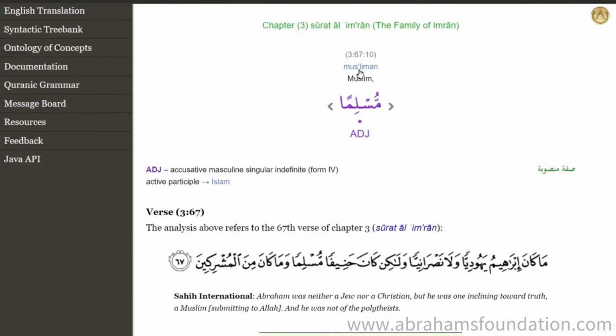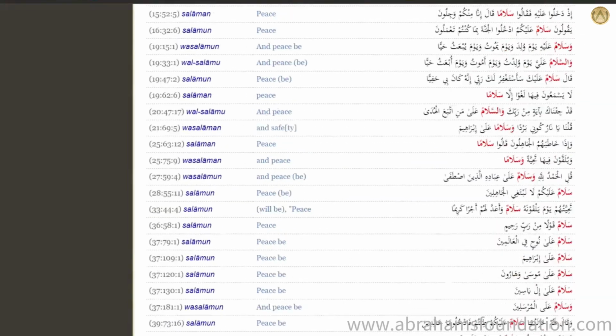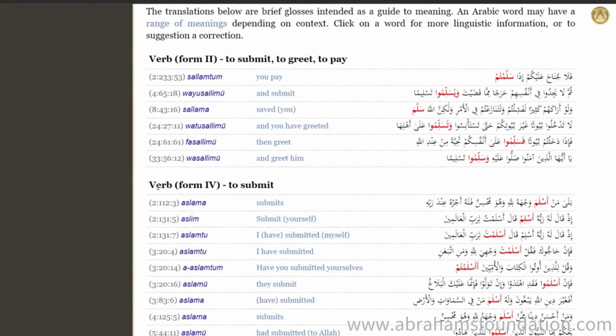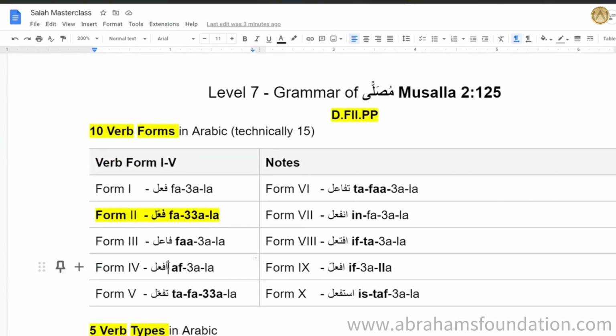Okay, let's look at this one. Like Muslim, someone who's a Muslim. So aslim, to submit, aslam. Allah says to Ibrahim, aslim. And then he says, aslamtu li rabbil alameen, right? Aslamtu. So this is a form 4. If you go here, form 4, af'al, aslim. Same thing.